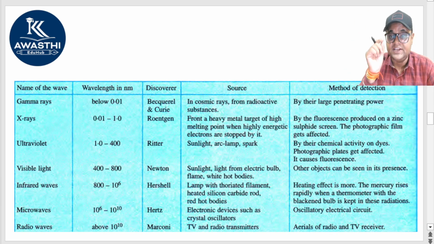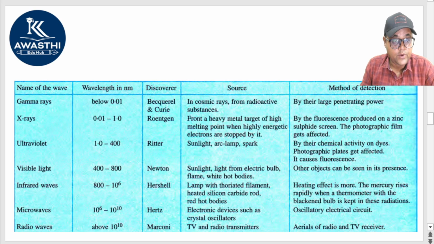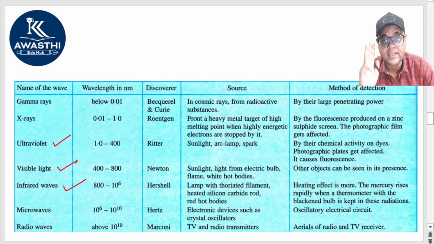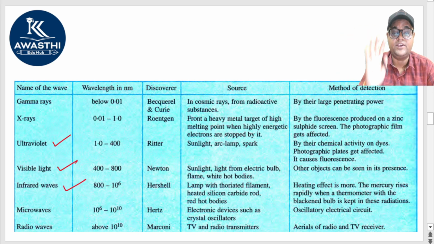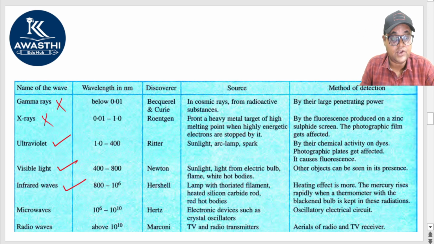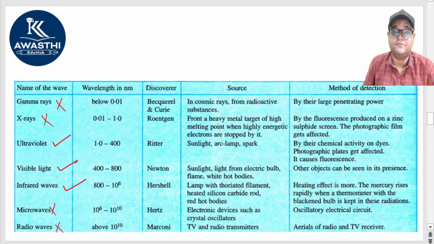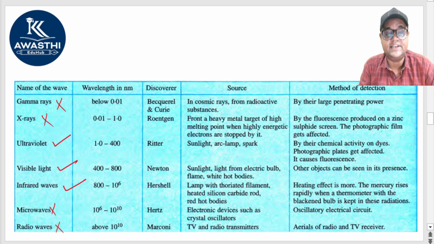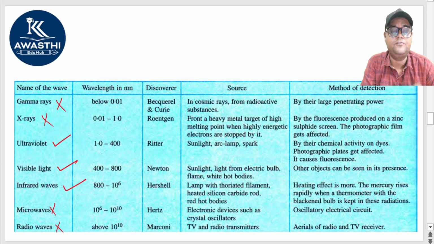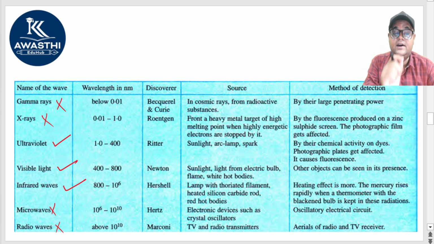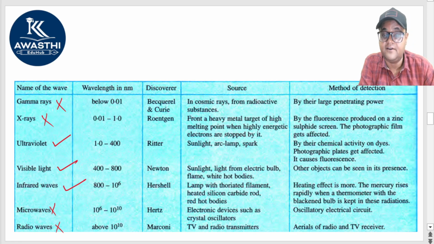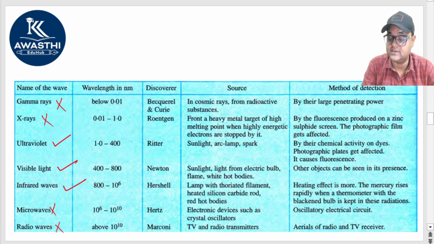And as far as the detection and properties are concerned, you have to focus on UV, visible and infrared. Only these three rays are there for detailed study. You are not going to get any question based on the method of detection or source for gamma rays, X-rays, microwaves and radio waves. These are for non-detailed study. For detailed study, you just have to focus on UV, visible and infrared, and make sure you learn each and every point for UV and infrared waves. Very, very, very important for your board exams, right?